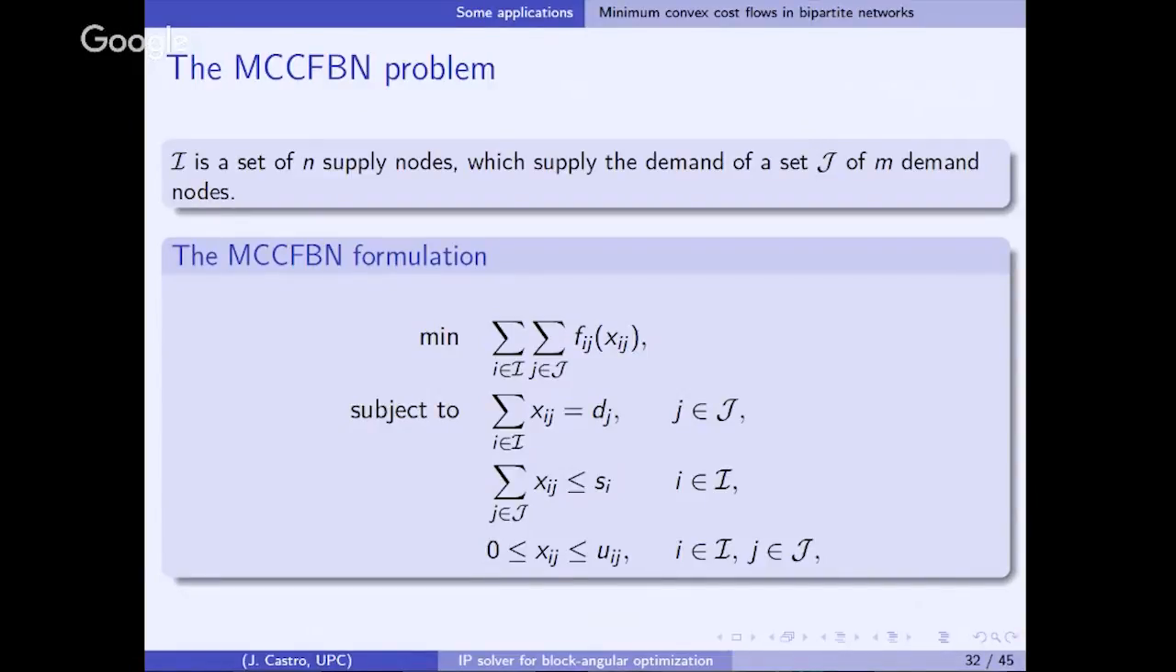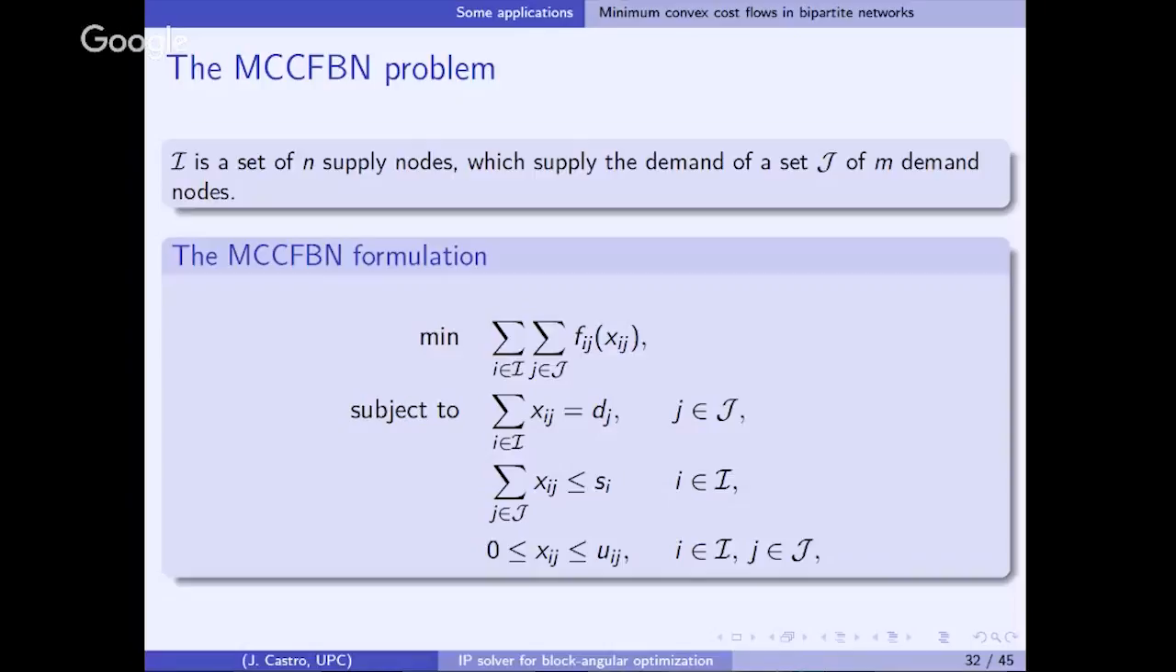And you want to send something from the supplies to the demands, okay? So that's the problem. This is a generalization of the transportation problem. Capital J is the set of demands, capital I is the set of supplies, and we want the demand dj to be satisfied, and we have to send something from the supply nodes, and si is the maximum supply that we can provide from supply nodes, okay?